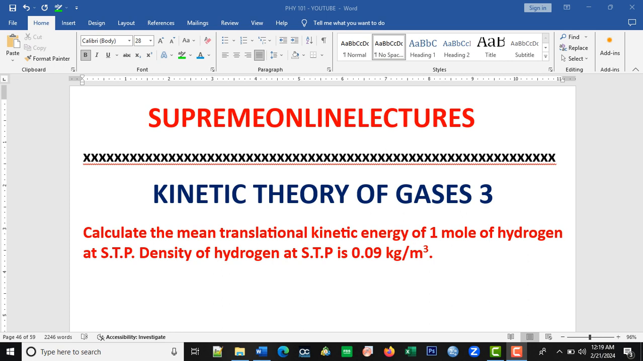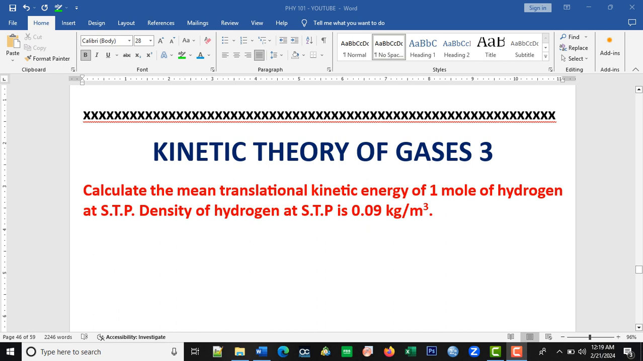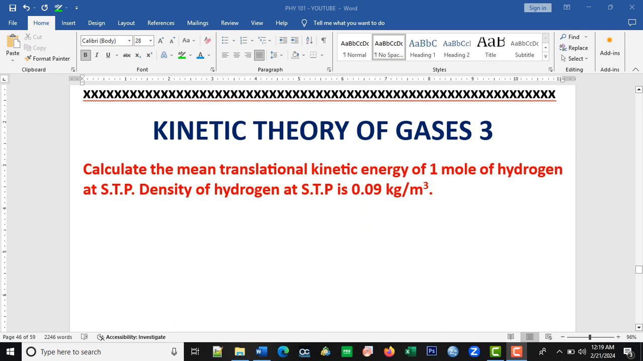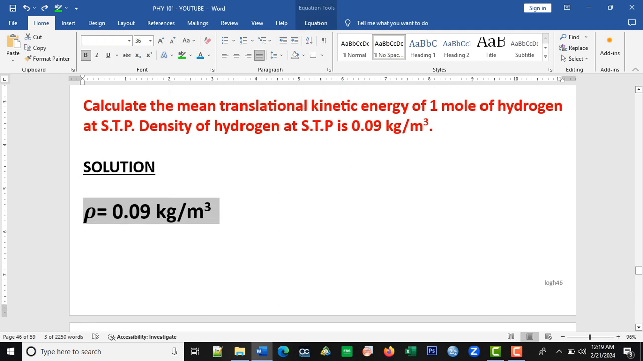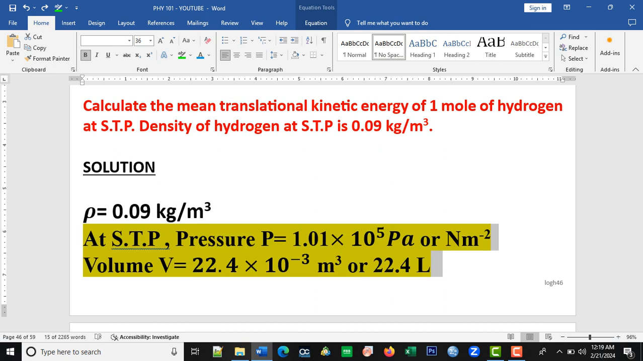That's the meaning of the term STP. And we are being given the density of hydrogen gas to be 0.09. So we are going to list the quantities given. Solution. Density is given. Now at STP, we know that volume, pressure, and temperature are constants. So at STP, we have the following. The pressure is 1.01 times 10 to the power 5 Pascal.